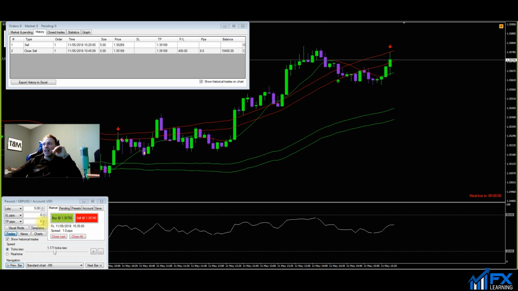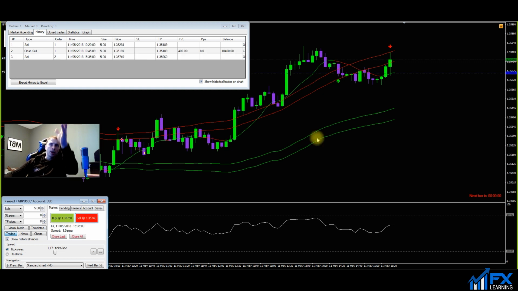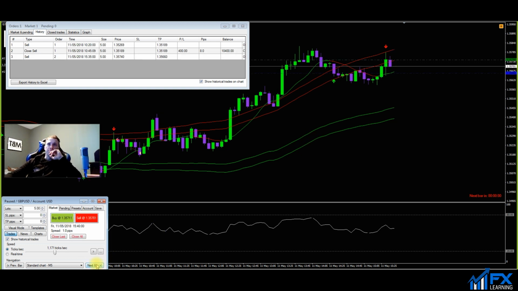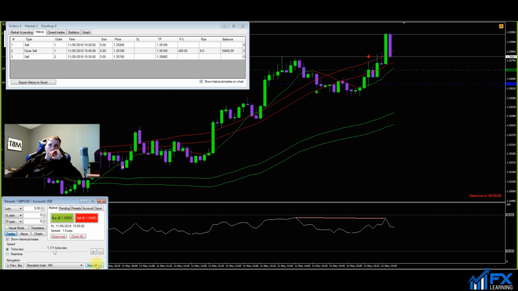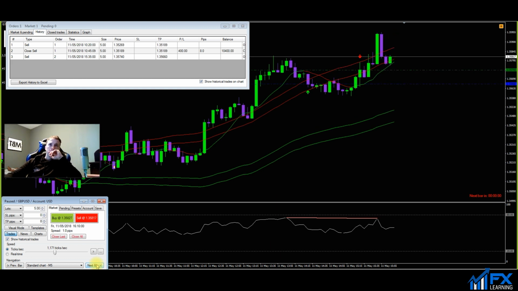I'm going to go again for 8 pips with this. So I'm going to sell the market again. There you go, 8 pips. Hopefully this gets filled. Okay, no, price goes higher.